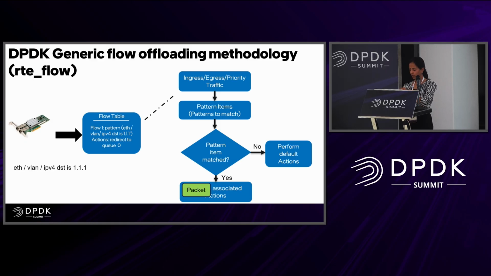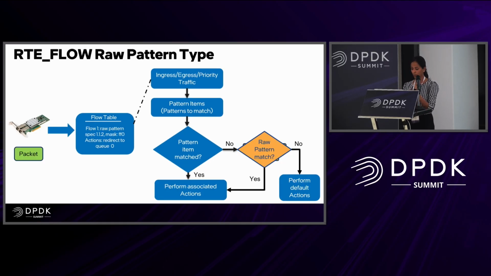And that's where the protocol agnostic offloading helps. It is a DPDK feature. In RTE Flow there is a raw pattern type which you can use in order to enable that. So how does the raw pattern type work in RTE Flow? Again, the flow remains the same. If you see, there is only a new block added, that is a raw pattern match.